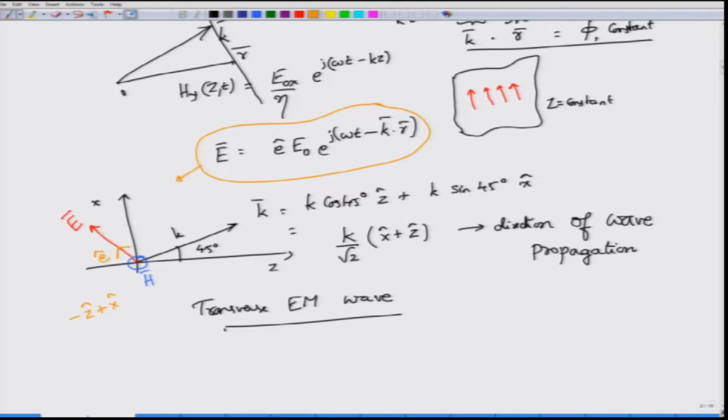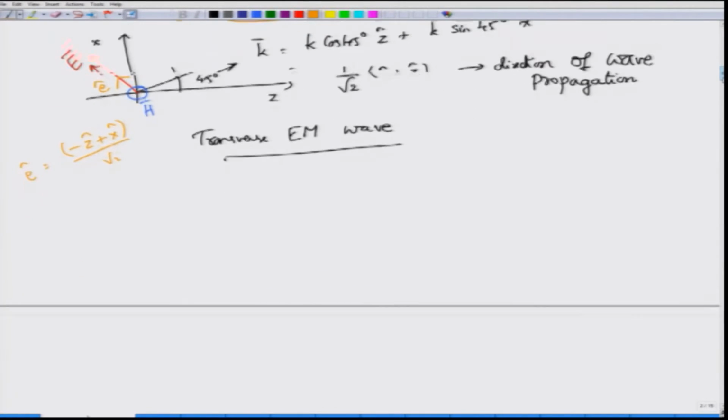In this case it is 45 degrees, therefore this would be 1 by root 2, but otherwise it will be a certain number. The important point is that the direction of the unit vector E is along x hat minus z hat, and that is the essential point. The root 2 is there because we are assuming 45 degrees. So, this is all about uniform plane waves and how they propagate.